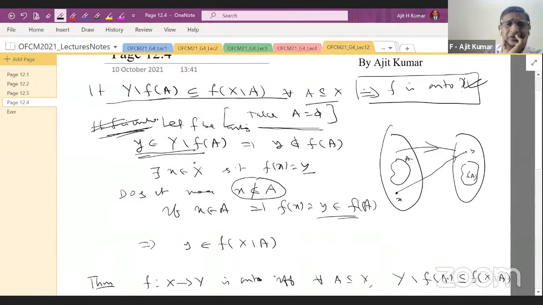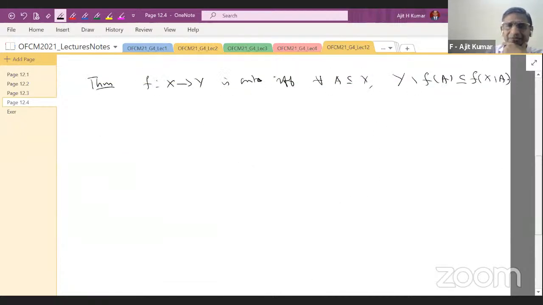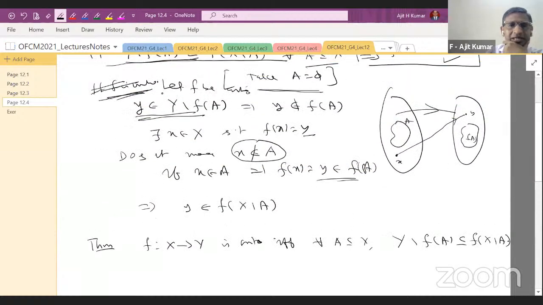So try to go through the argument. First we proved that in case this is true, then f is onto, by taking A to be the empty set. Second, we assumed that f is onto, and from there we concluded that f of Y minus f of A is contained in f of X minus A. So this gives you another characterization of onto functions. Okay, fine.